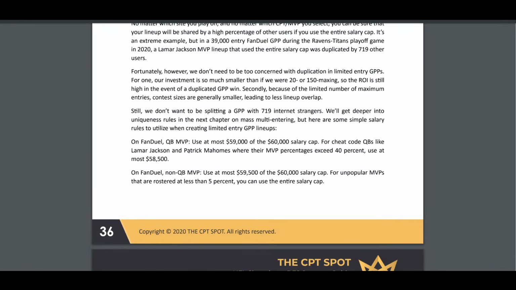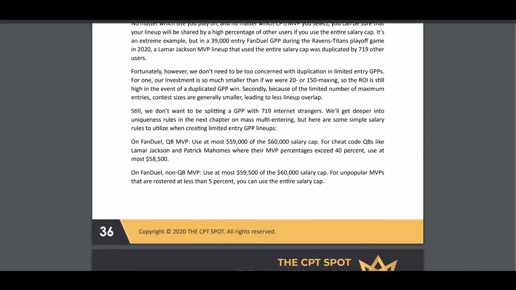All right, here we go. On FanDuel, quarterback MVP, use at most 59K. For cheat code quarterbacks like Lamar, Patrick Mahomes, this is when Mahomes was actually good at football, whose MVP percentages exceed 40%, use at most 58.5. These are based on duplications and historical results on FanDuel GPPs. Now, if you're using a non-quarterback MVP, use at most 59.5 of your 60K salary cap. For unpopular MVPs that are rostered less than 5%, you can use the entire salary cap.